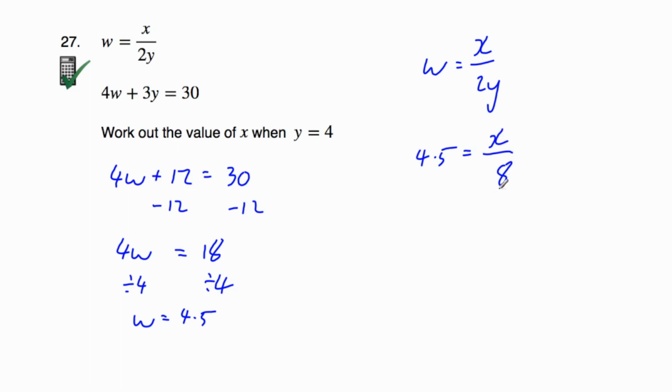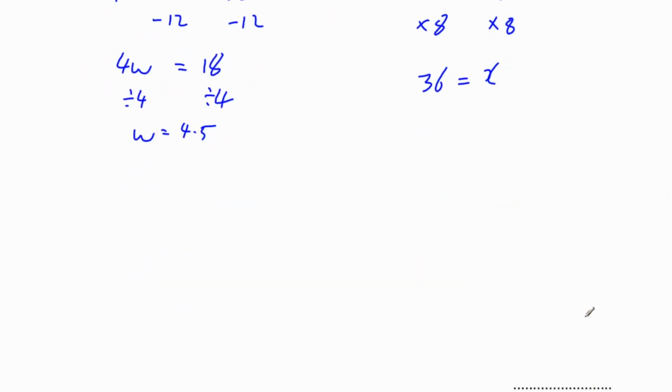Now we don't want this divided by 8, we just want our x. So let's multiply both sides of our equation by 8 to get rid of this divide by 8. 4.5 times 8 is equal to 36. And x divided by 8, we times by 8 to get rid of the divide by 8, so we're just left with x. So x equals 36. So the answer is 36.